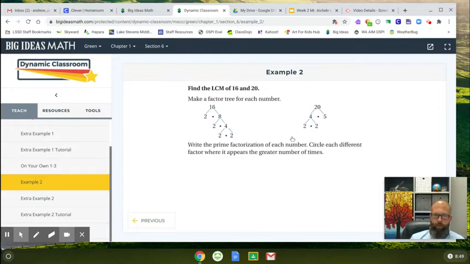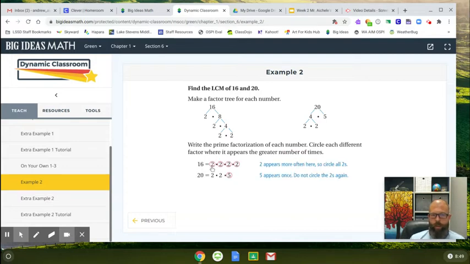Okay. So we're going to write the prime factorization of each number and circle each different factor where it appears the greater number of times. So that's kind of tricky. So let's pay attention here. Make sure we write down these steps for when we do our homework.